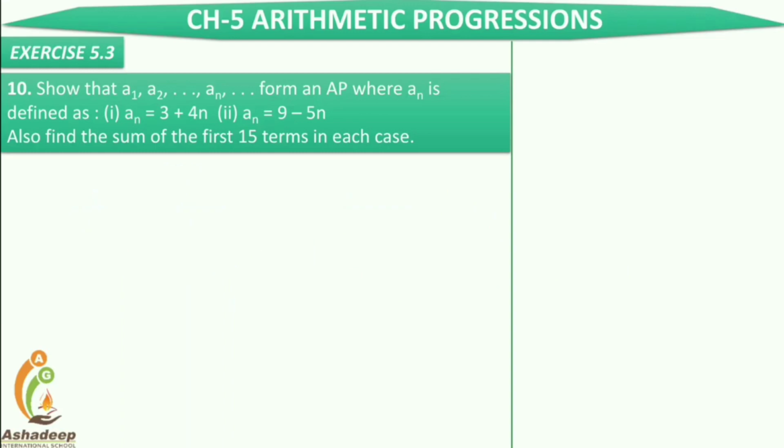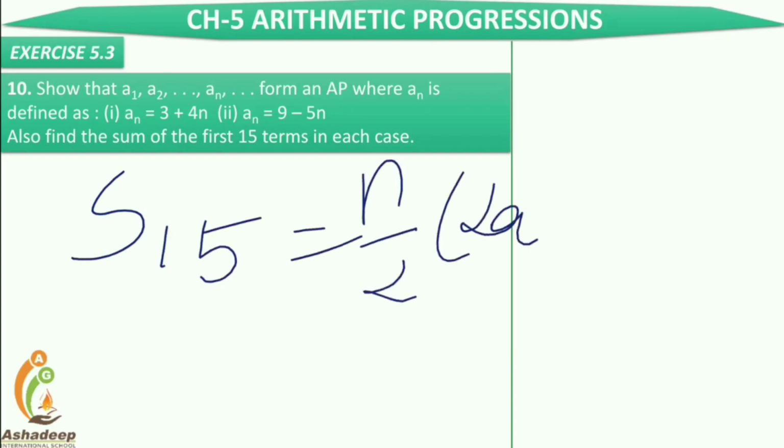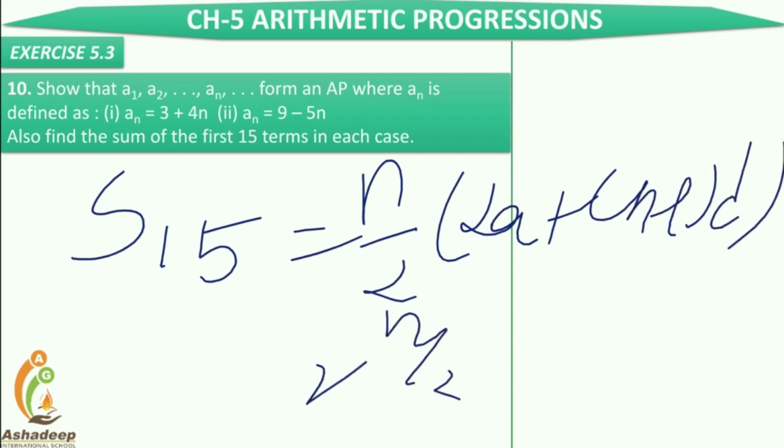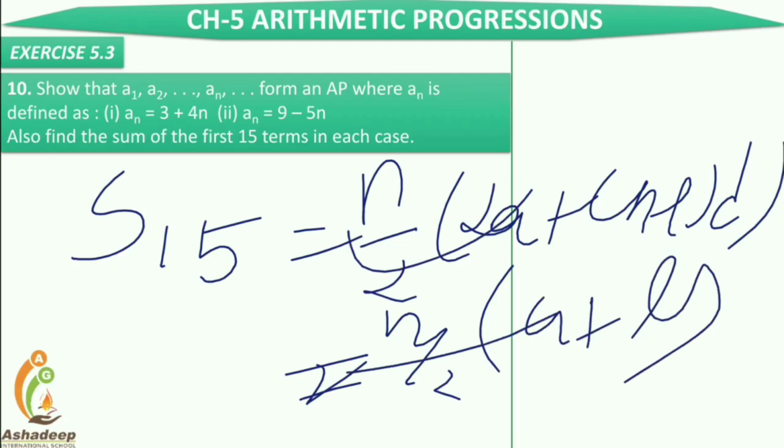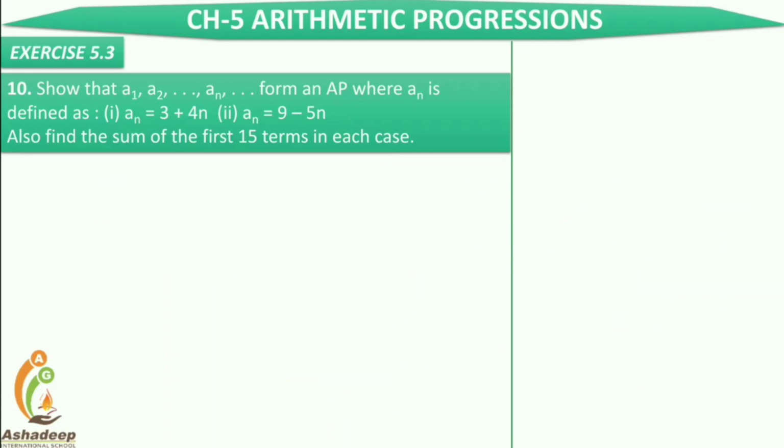Now let's see. We need to find the sum of its first 15 terms. First of all, what we need to do is define the AP, right? From the AP, where an is defined, we need to find the sum of 15 terms. That way we find S15. You can put n by 2 in brackets 2a plus (n minus 1)d, or you can put n by 2 times (a plus l), whatever you are comfortable with. If you want to do it this way, you need to find l, right?